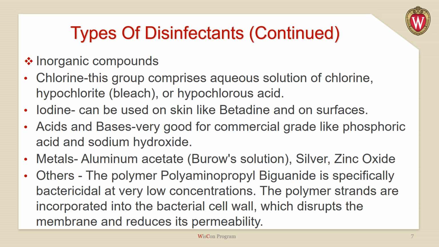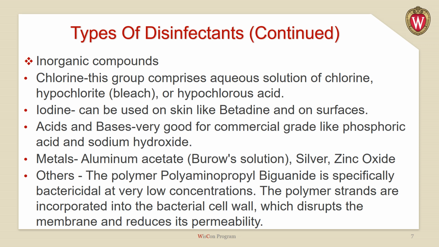Types of disinfectants continued. Inorganic compounds. Chlorine. This group comprises aqueous solutions of chlorine, hypochlorite, bleach, or hypochlorous acid. Iodine can be used on skin, like Betadine, and on surfaces. Acids and bases are very good for commercial grade, like phosphoric acid and sodium hydroxide. Metals: aluminum acetate, Burow's solution, silver, zinc oxide.